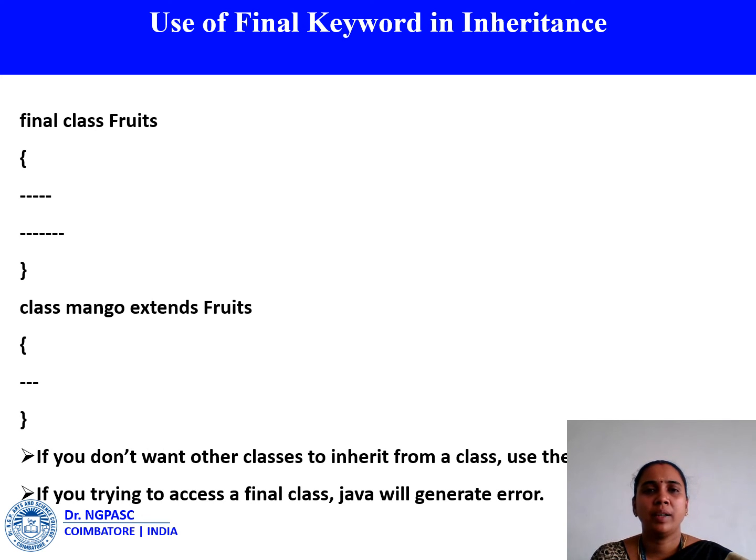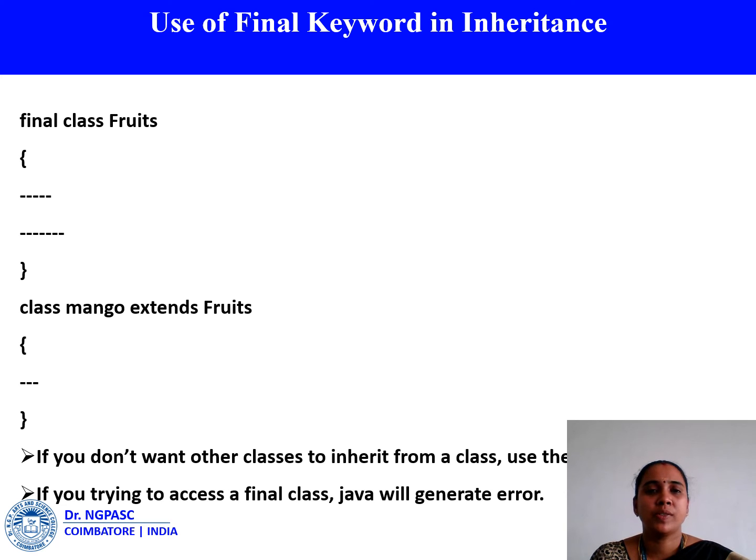In this slide, we are going to discuss how to use the final keyword in inheritance. What is the advantage of using the final keyword? Suppose you don't want a particular class to be inherited by another class, at that time you can use the keyword final. And if you try to inherit a final class, Java will generate an error. Let me show an example for that.